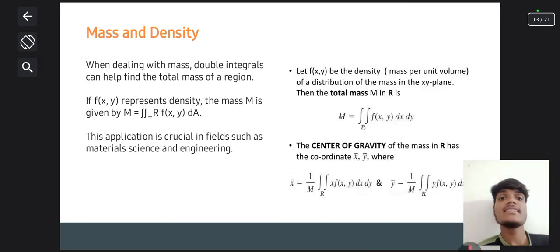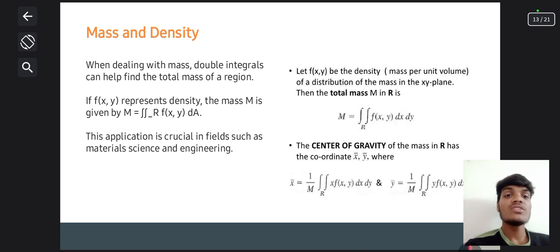Next, mass and density. When dealing with mass, double integrals can help find the mass of a total region. If f of x comma y represents density, the mass m is given by m equals the double integral over R of f of x comma y dA. It is the formula for finding mass.